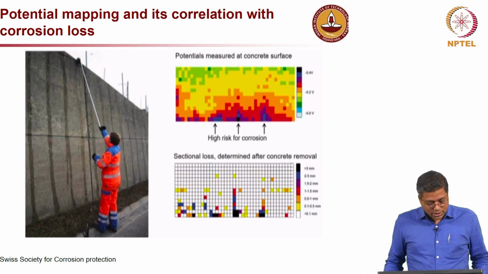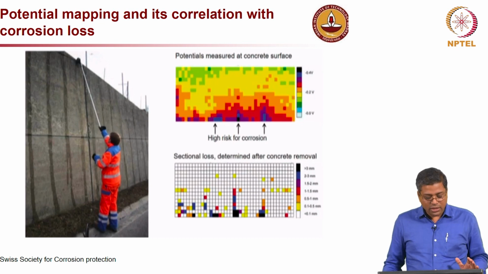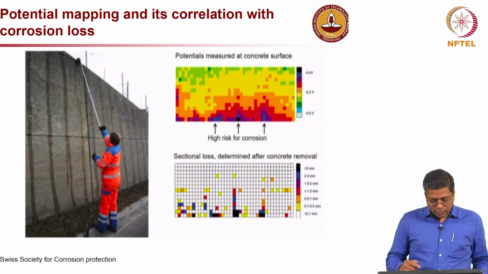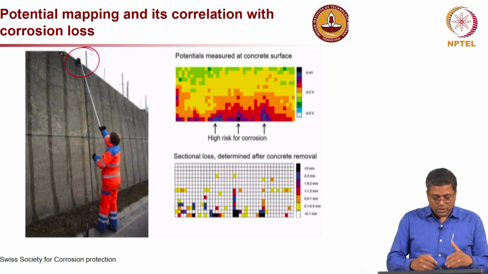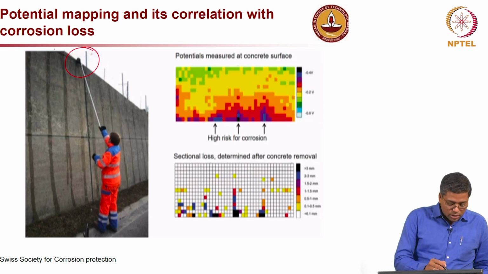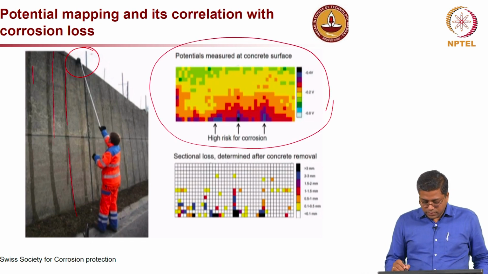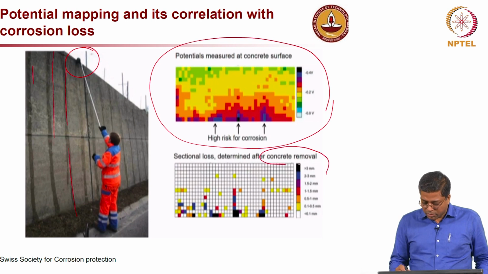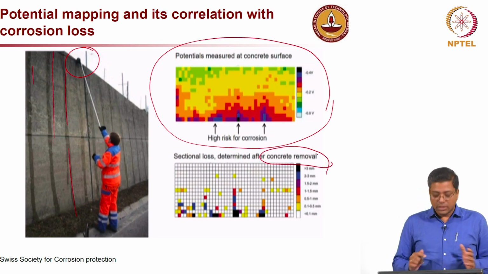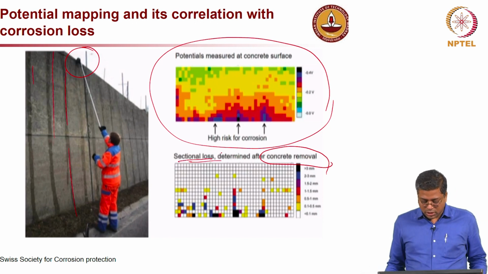I will show you that later, but before that, this is another example of potential mapping of a large concrete structure. You can see again it is actually a wheel electrode. You can see that long areas can be covered, and you can see all these vertical wet regions where the potential measurements were taken, and a contour map was developed as you see here.